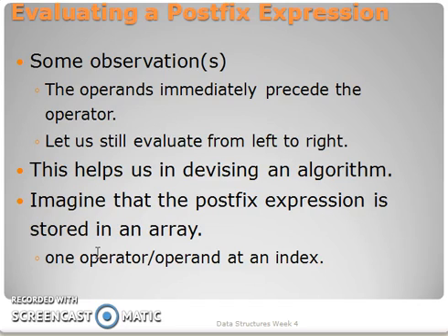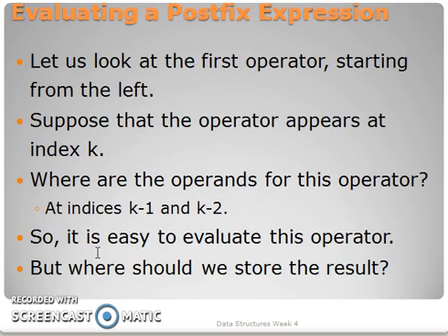So here also we are going to evaluate it from left to right. This helps us in devising an algorithm. Imagine that the postfix expression is stored in an array, one operator or operand at an index. Let us look at the first operator starting from the left. Suppose that the operator appears at index k. Where are the operands for this operator? At indices k minus 1 and k minus 2.